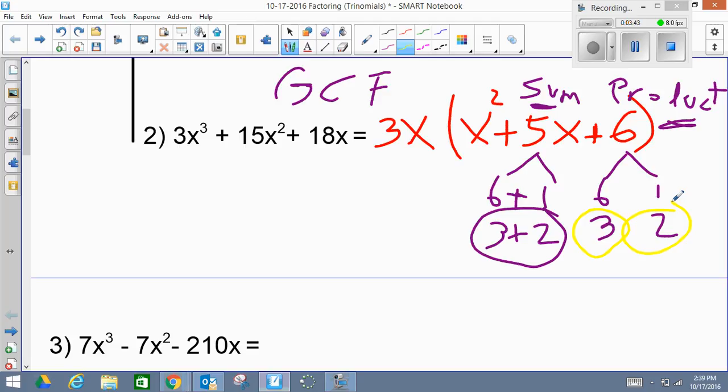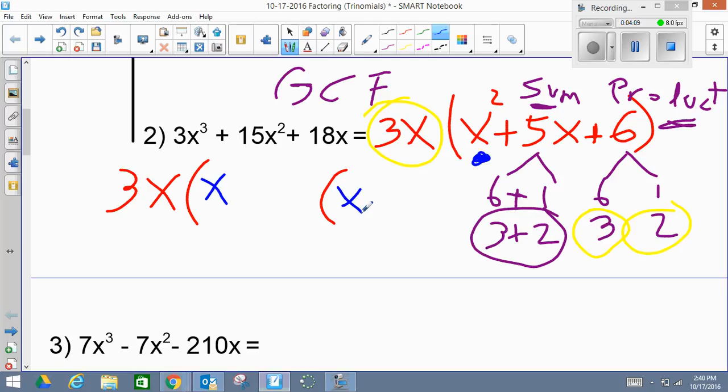Once I find my numbers, then it's easy. Whatever's outside the parentheses, I have to bring it down. So 3x. My trinomial, whenever I factor, is going to give me 2 parentheses. If I have an x squared here, that x squared is going to break into x and x. And my 2 numbers are 3 and 2. Because both are positive, it's going to be plus 3 and plus 2. And that's going to be my final answer.